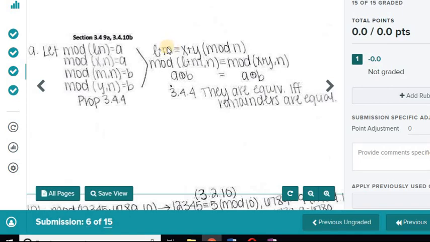All right, and then from there they took the other definition of modular equivalence, that mod(L plus m, n) equals mod(x plus y, n). So it's true from this, because if two numbers are equivalent mod n, their remainders are equal mod n. And then actually here is where they used proposition 3.4.4. So the ideas are all here, but they're in very wrong order. This should be at the end, not at the beginning.